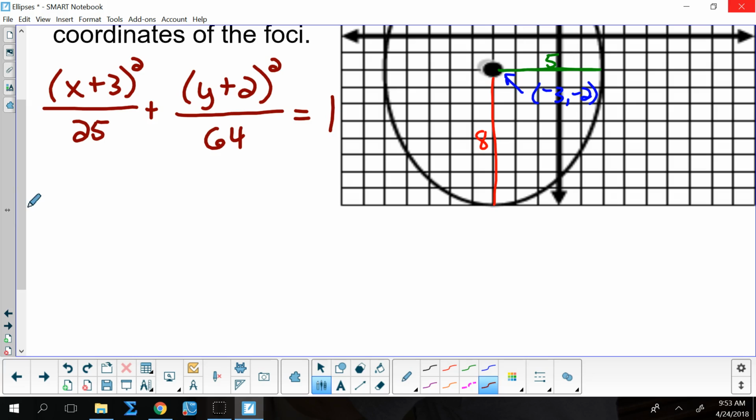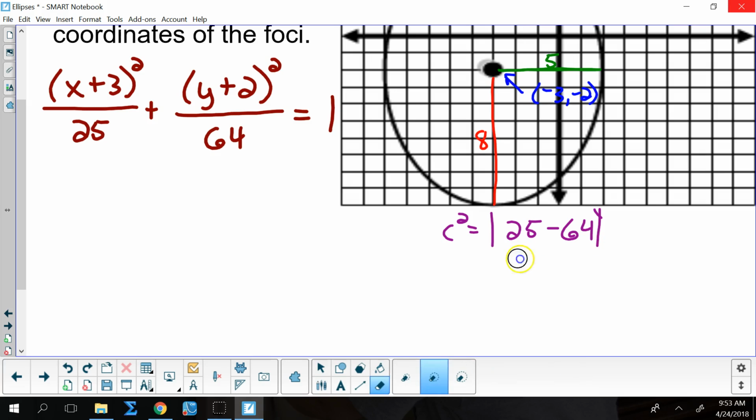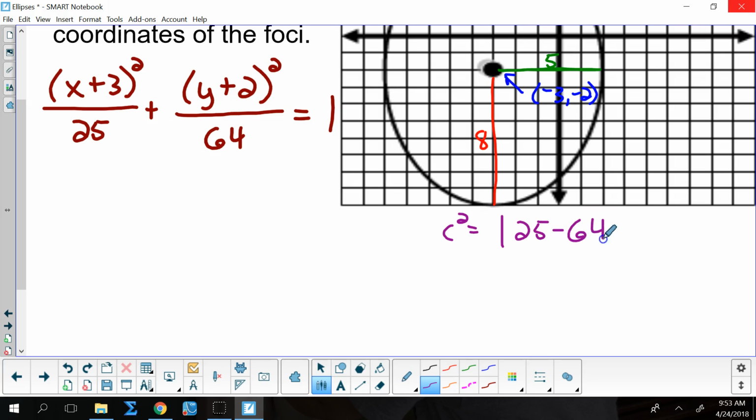Then it went on to say, find me the foci. So c squared is going to be the absolute value of 25 minus 64. 25 minus 64 is, actually, negative 39. The absolute value is 39. So my c value then would be the square root of 39.